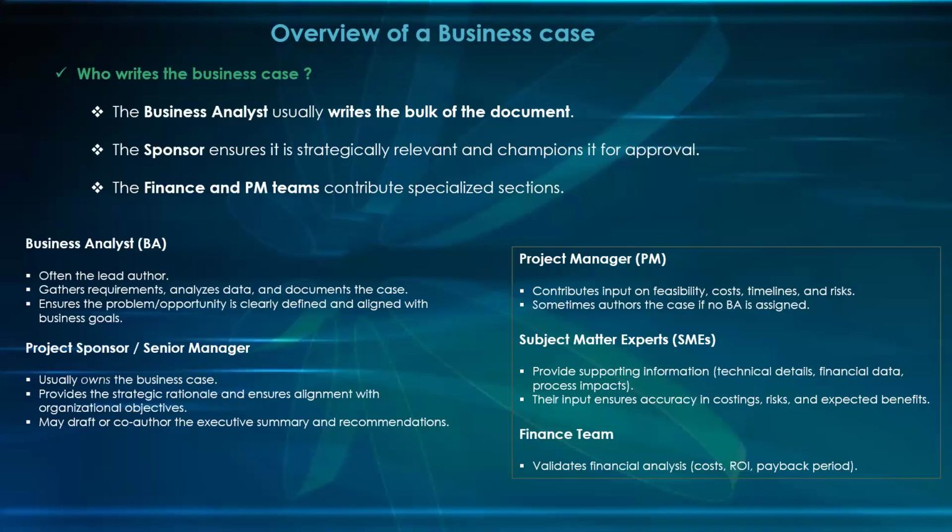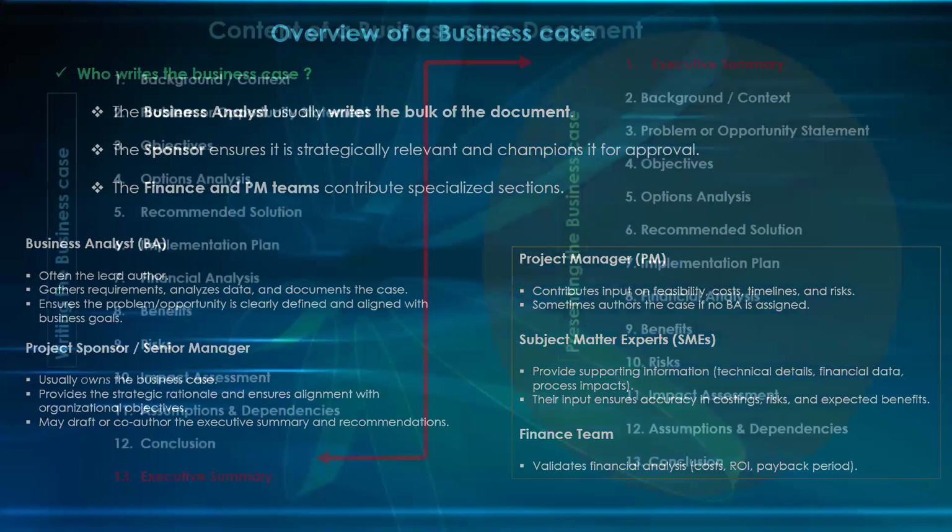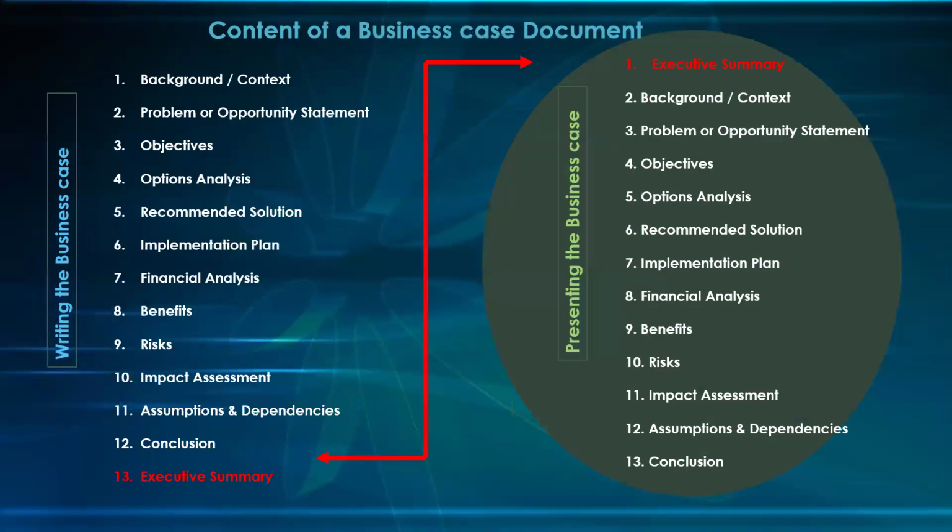So that's an overview of a business case. What goes into a business case? What's the content of a business case? Now, a business case is written like this: background, context, program and opportunity statement, objective, options, down to executive summary. This is how it's written on your right-hand side. Can you see my cursor?